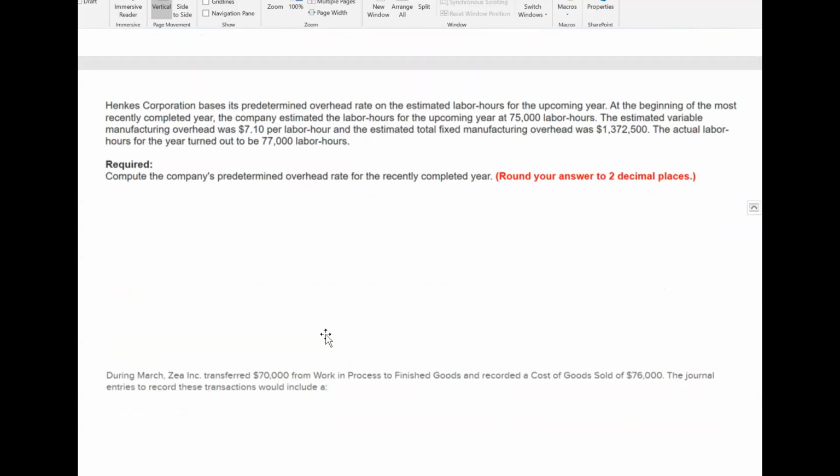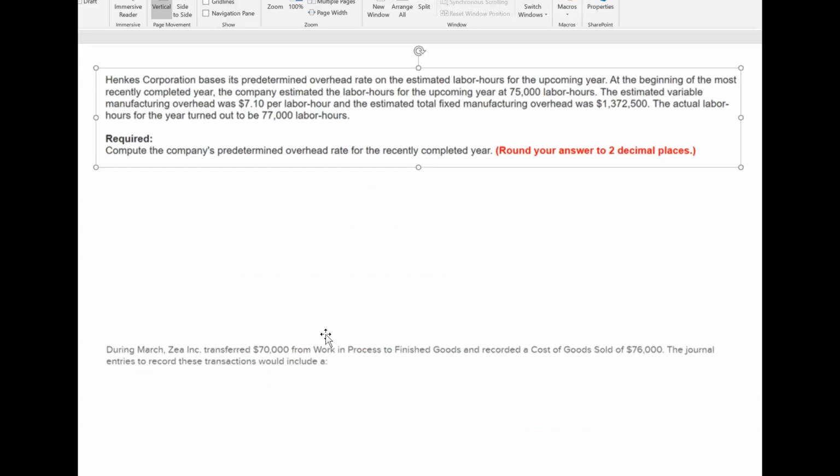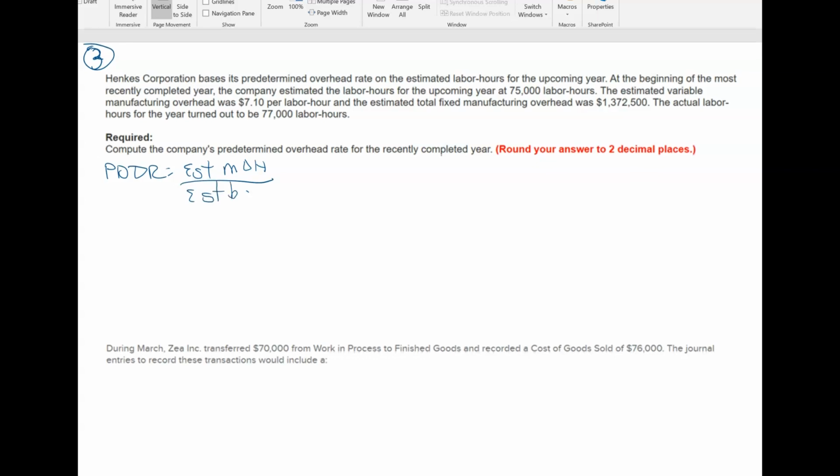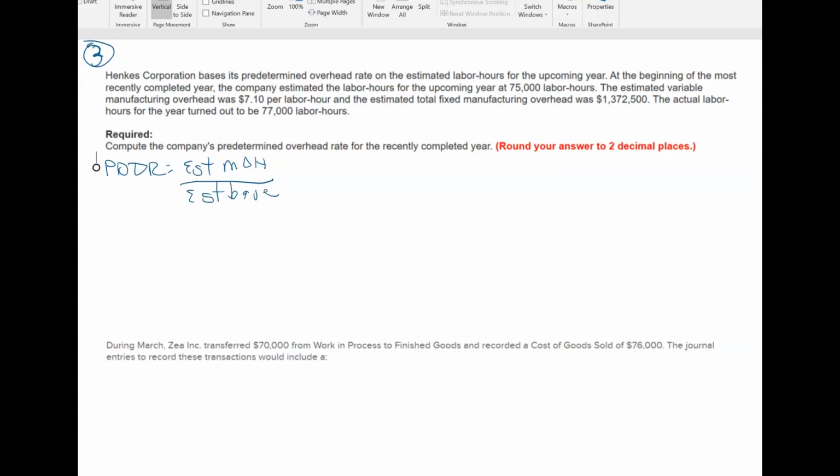The next one is also from Chapter 2, so you have 3 questions from Chapter 2. This is number 3. It says to compute the predetermined overhead rate. Well, we just had practice with 2 of them, so I know we can do this. The predetermined overhead rate is the estimated total manufacturing overhead over the estimated total base.